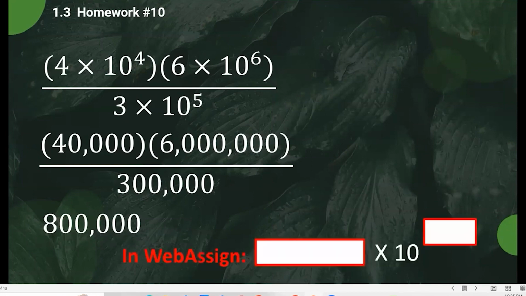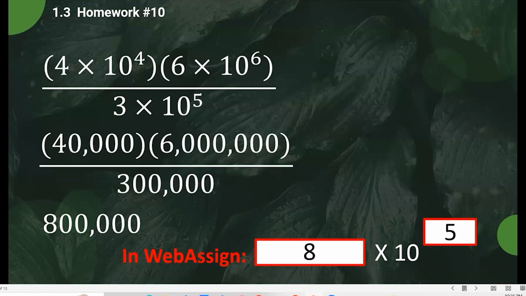In WebAssign, you're going to have this answer block, and it's going to look like this, because that's how they're going to want the answer. So now you just have to take 800,000 and put it into scientific notation. That's not hard at all. Our decimal place is here at the end. We're going to move it until we get all the way to the 8. So that's 1, 2, 3, 4, 5. I moved it 5 times, so it's 8 times 10 to the 5th.